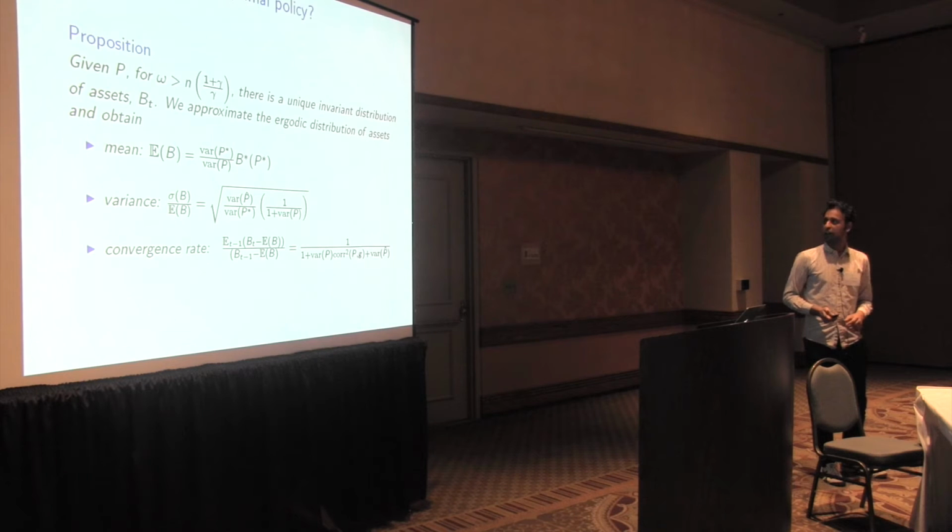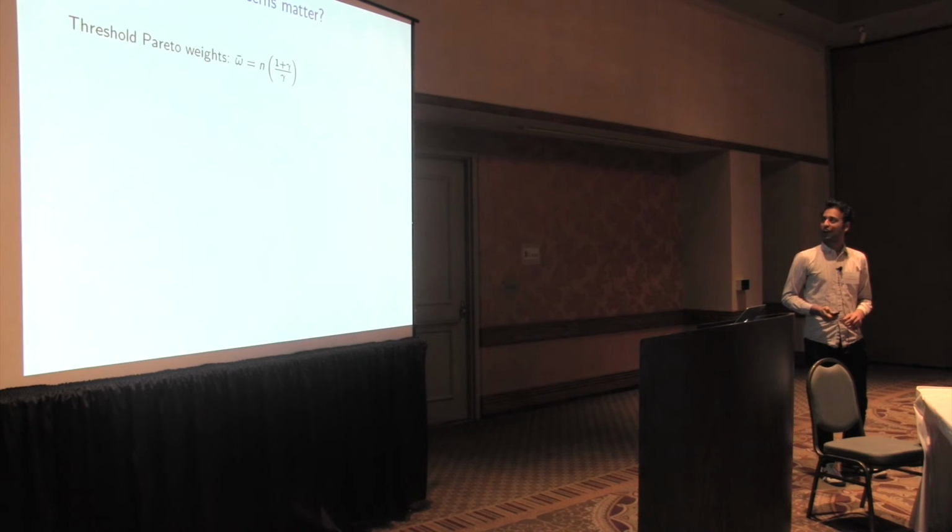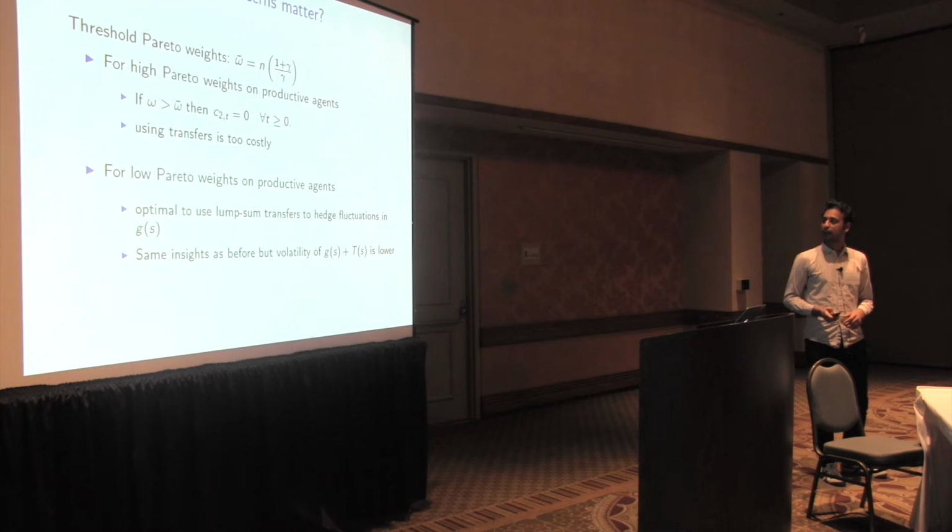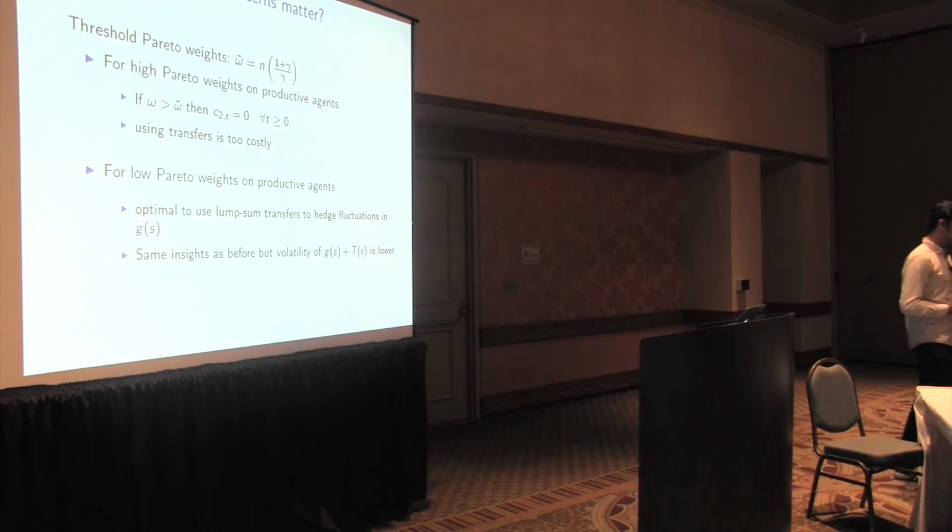I'm really running out of time, so just one sentence. What I described earlier, I didn't talk about redistribution. I talked about how different properties of P affected the government's spanning objectives.